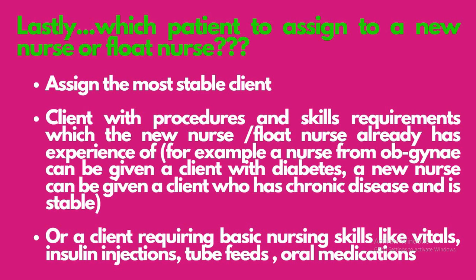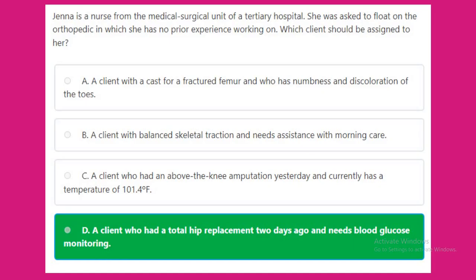Then, if you have a new nurse, a new nurse can be given a client who has a chronic disease and is stable, right? Chronic disease means the patient has very familiar outcomes, or expected outcomes. So, some example questions.